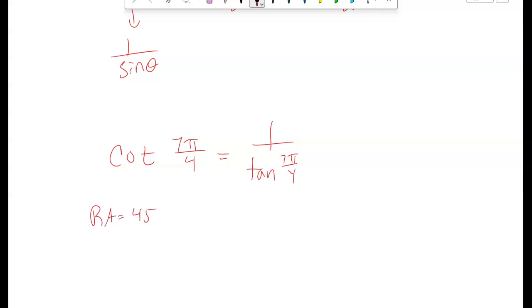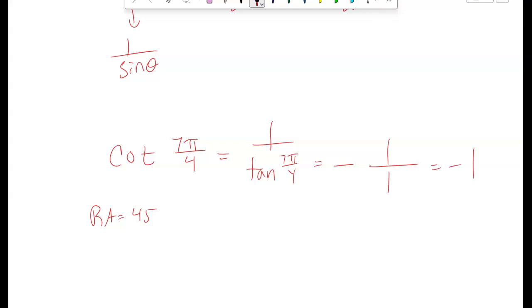I know I'm working with cotangent, but I'm also in what quadrant? Is tangent positive or negative in the fourth quadrant? Negative, because cosine is the positive one, right? So if tangent is negative, cotangent is negative. But what's the value for that? Well, what is the tangent of any 45-degree angle or over 4 angle going to be? 1, right? So that just ends up being negative 1.